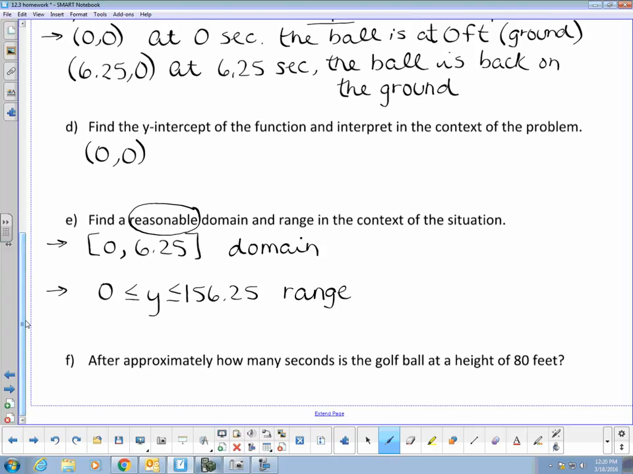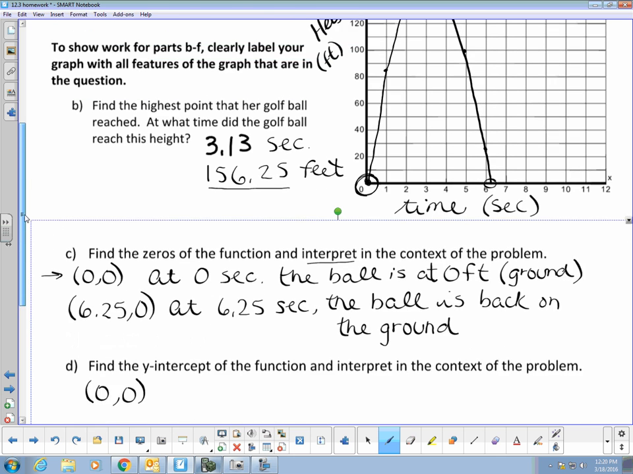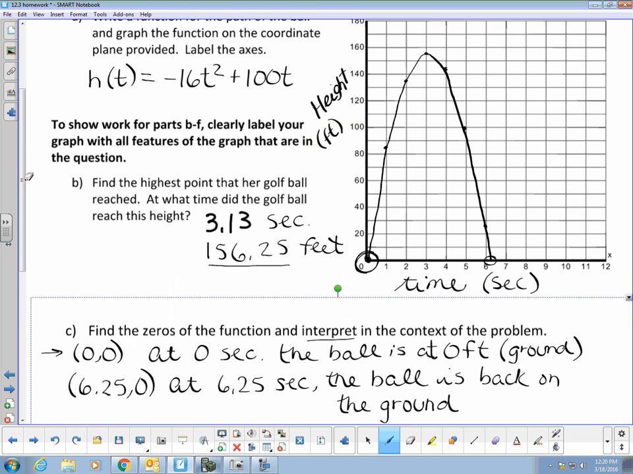After approximately how many seconds is the golf ball at a height of 80? So if I go back up here and I look at my graph for a height of 80, we'll just put a line here so that we can visually see that at 80, my golf ball is actually in two different locations. The golf ball passes through a height of 80 at this point, which is just about 1 second, and it also comes back down again and hits 80 feet at something a little bit more than 5 seconds.